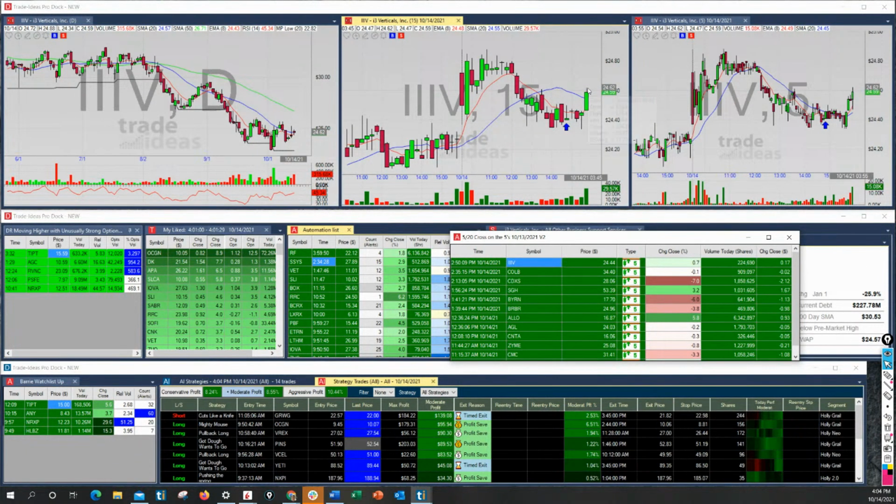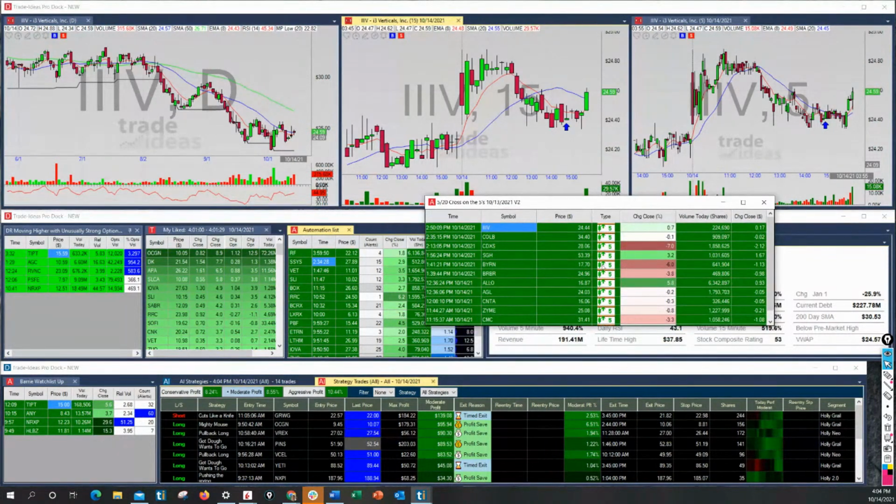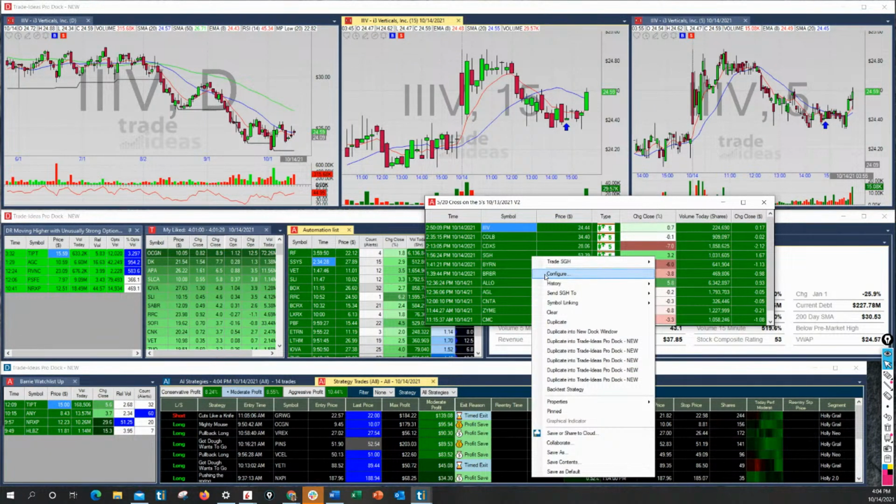Again, nothing realistic. My idea is to eventually try to automate this. We'll see what happens. And so it shows things like this, and this is what it looks like in the back tester here.